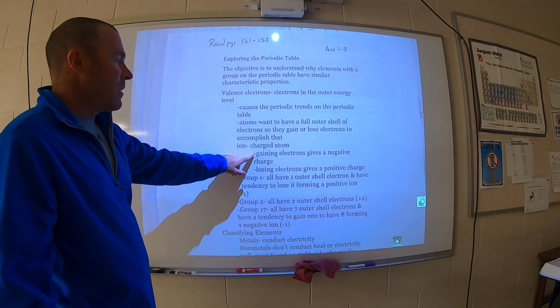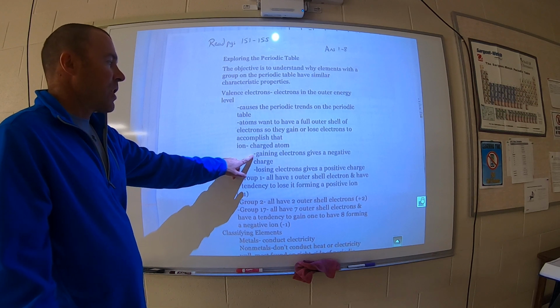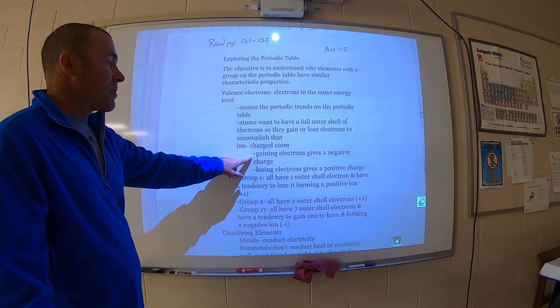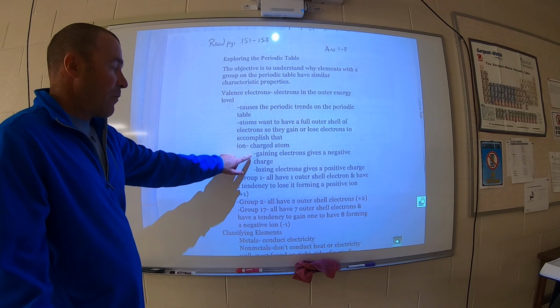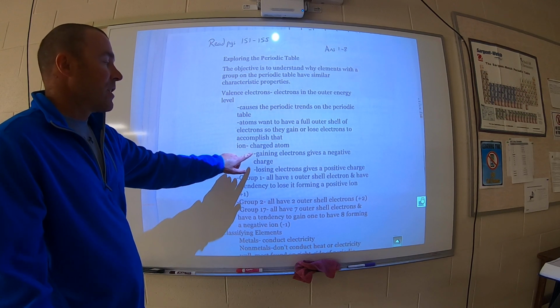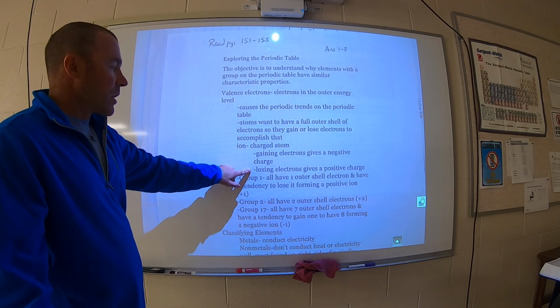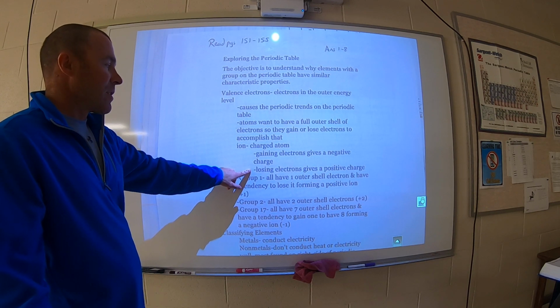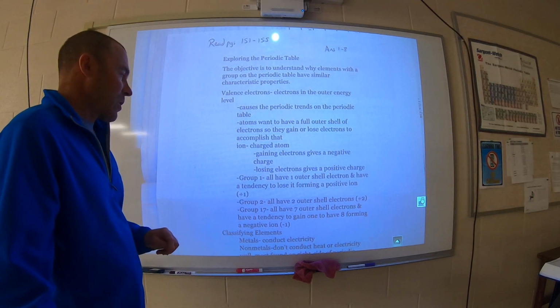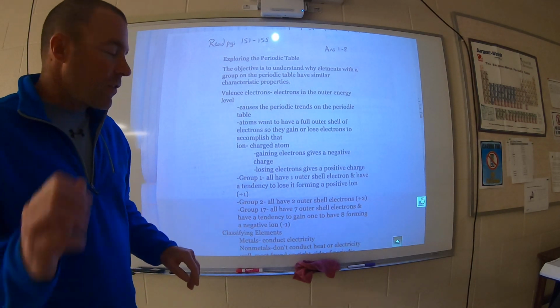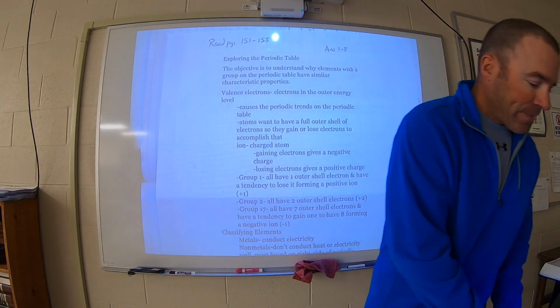If electrons are gained, since electrons have a negative charge, and now there's more electrons than protons, they have more negative charges, so gaining electrons gives you a negative charge. Losing electrons now gives you more protons than electrons, and so you have a positive charge. So let's talk about the individual groups.